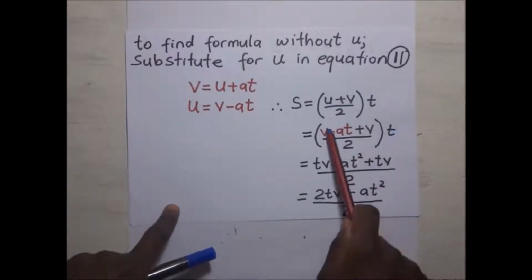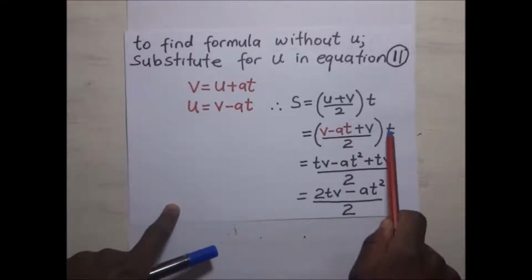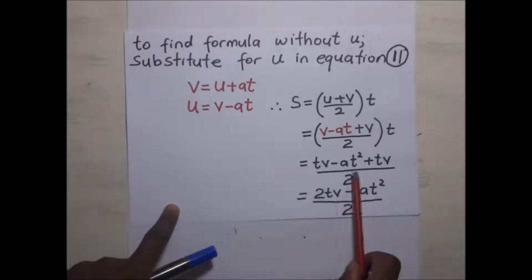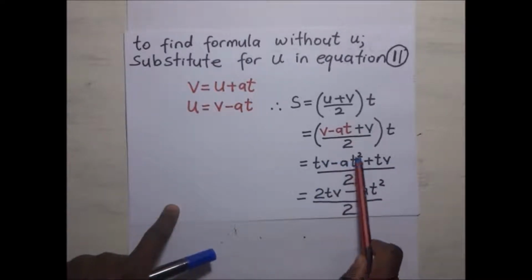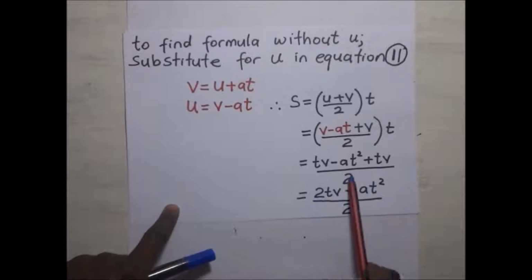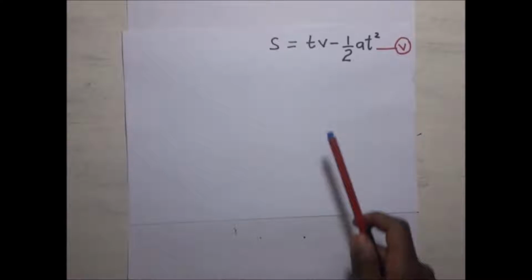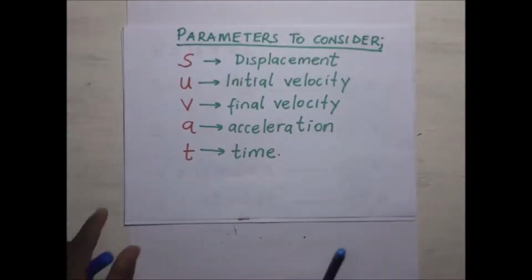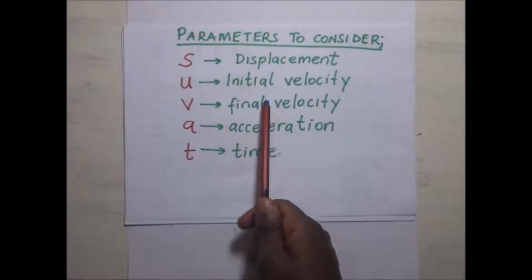Of course, when you open brackets with the t, multiply it through: vt minus at squared plus tv, divided by 2. You end up with tv plus tv is equal to 2tv, minus at squared, divided by 2. And definitely we will end up with our final expression. Our final expression is going to be s is equal to vt minus a half at squared, and that's our fifth equation of motion.